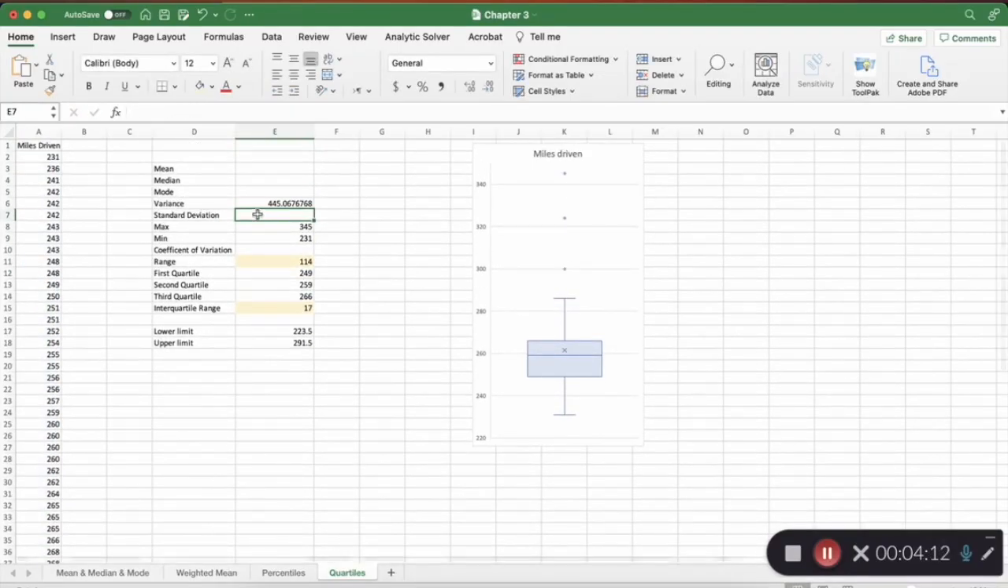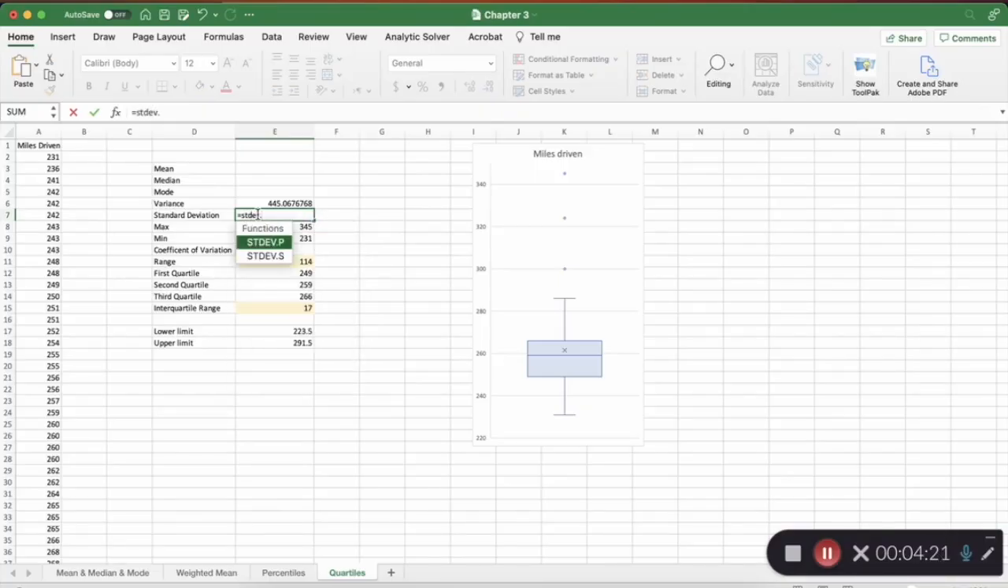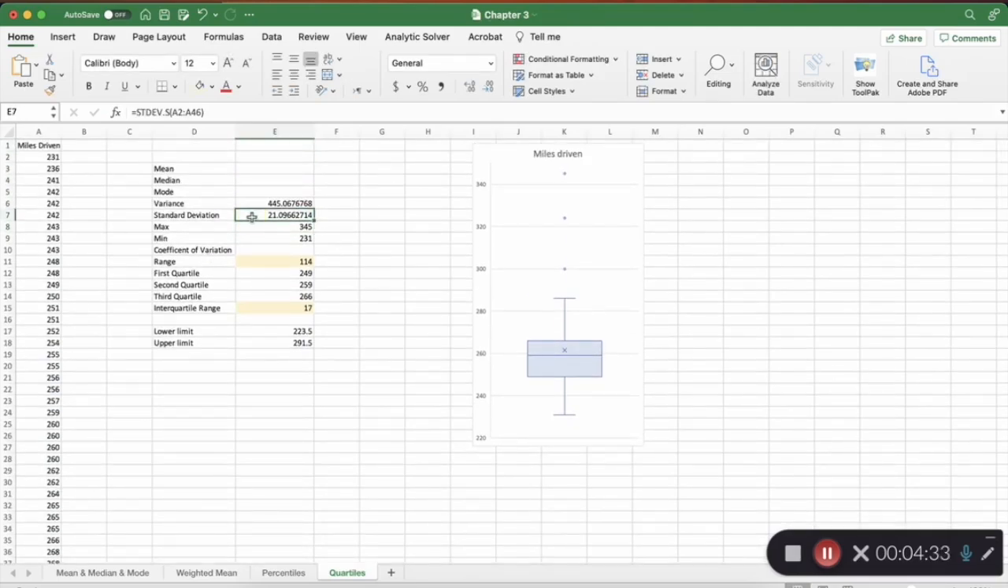This is my variance. Then my standard deviation equals stdev dot either p or s. So in this case, we have a sample, so it's going to be s. Open parentheses, select your data, enter. So this is the standard deviation. It's 21 miles.